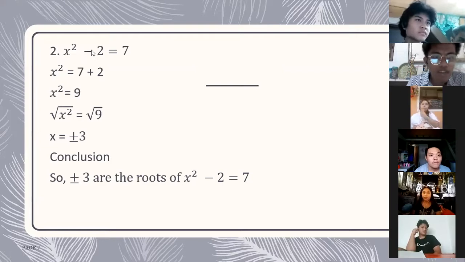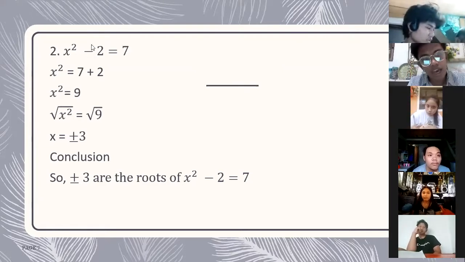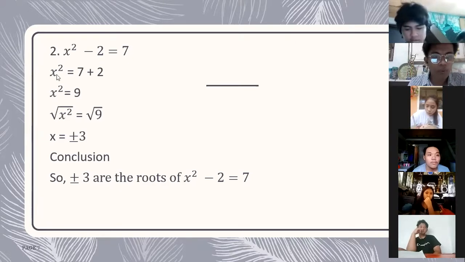So, una muna, isolate muna natin. So, si negative 2, ililipat sa kabila. Ayan, on the other side. So, nung nilipat mo siya, magiging positive 2. Kopyahin mo lang yung x square, kopyahin mo yung equal, kopyahin mo yung 7, and then nung nilipat mo yung negative 2, magiging positive 2. Okay. So, ano tayo ng example?